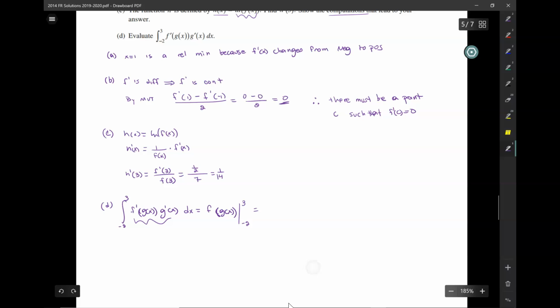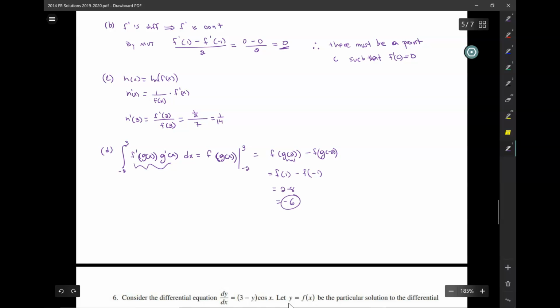So fundamental theorem of calculus, part 2, that's f of g of 3 minus f of g of -2, and so that's going to be f of, well, g of 3 is 1 minus f of g of -2 is -1, and so finally that's 2 minus 8, and that equals -6. Okay? All right, that's just absolutely fantastic.